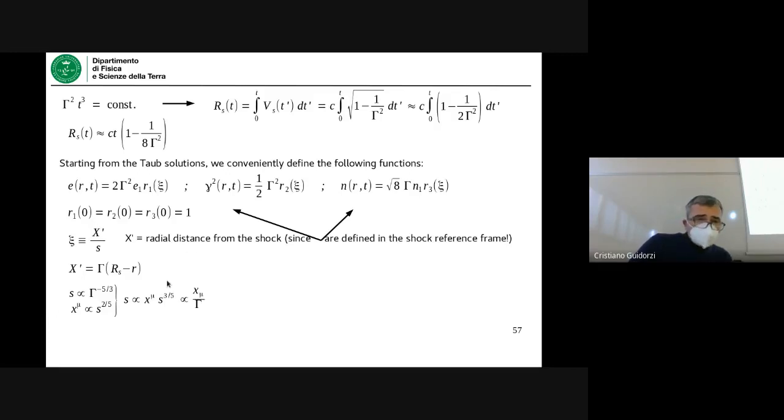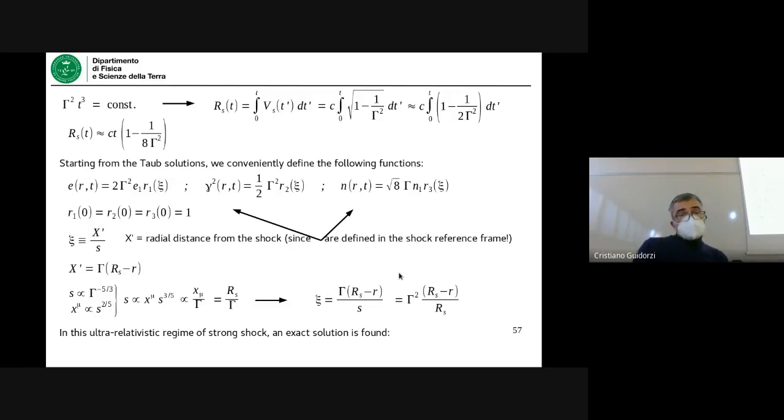But again, here you can exploit the fact that S to the 3 over 5 is just gamma to the minus 1, so S to the 3 over 5 is 1 over gamma. But this guy here is the position of the shock in the lab frame, so you can also write it as Rs. So the dimensionless quantity that you use to describe these functions, xi, is x prime over s. But x prime is gamma times Rs minus R in the numerator, over s. Why? Because s is just taken from here. But s also scales as Rs over gamma, so instead of s, Rs over gamma, and you have a gamma squared. So very tricky, I know.